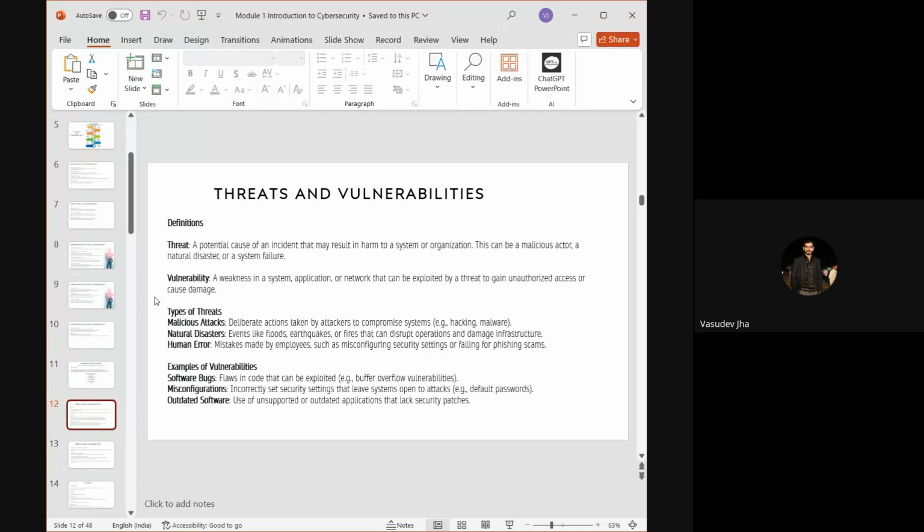Now we have examples of a few types of threats: malicious actors, natural disasters, and human errors. Malicious actors take deliberate action to compromise the system. Malicious attack simply means the whole domain of hacking. Then we have natural disaster.